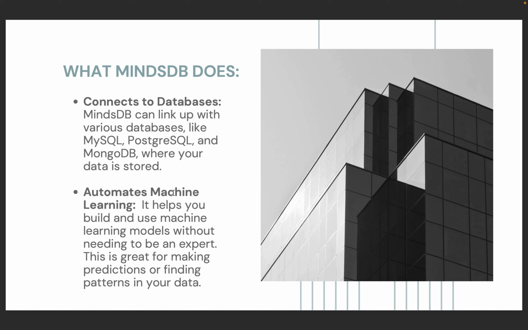Second point is automated machine learning. It helps you to build and use machine learning models without needing to be an expert. This is great for making predictions or finding patterns in your data. So even if I don't have expertise in machine learning, I can use machine learning models, make predictions and find patterns in our data.